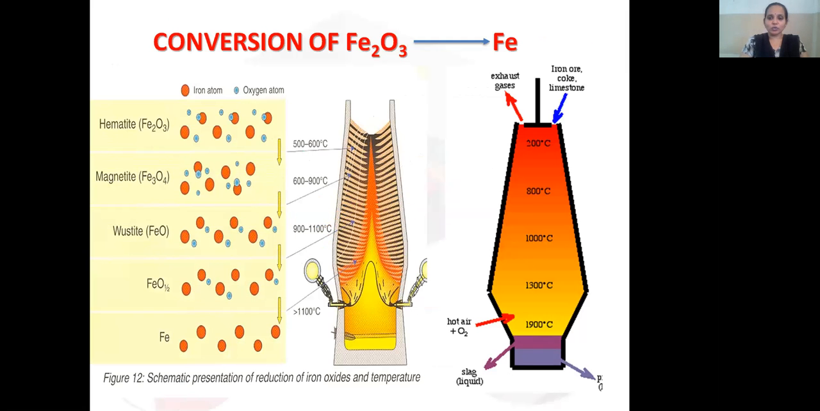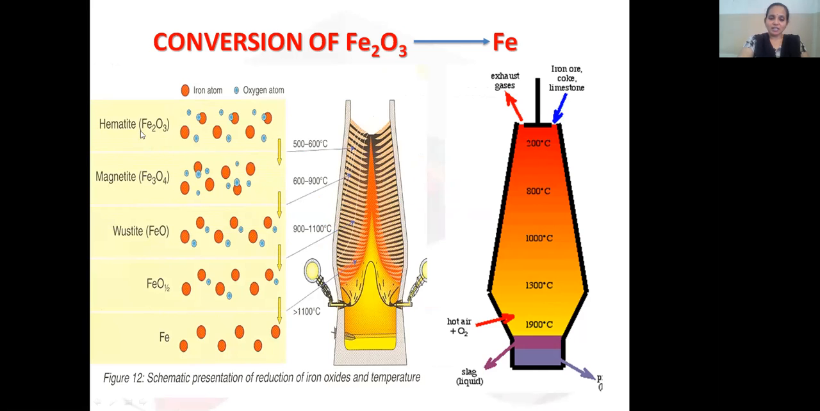Conversion of Fe2O3 to Fe. Our main intention is reduction of iron oxide to iron. This is iron oxide, Fe2O3. We need to reduce the oxygen percentage, that is, iron oxide is reduced to iron. How? You can find out here in this picture. Here you will find the different temperature zones. At different zones, there are different temperature ranges, from the stack line to the hearth zone.